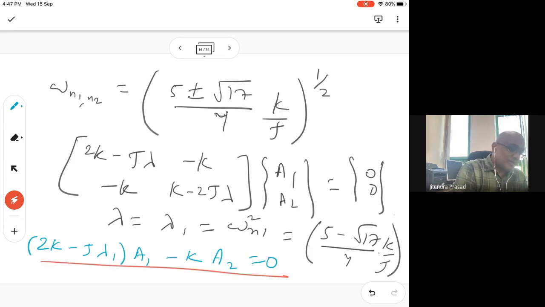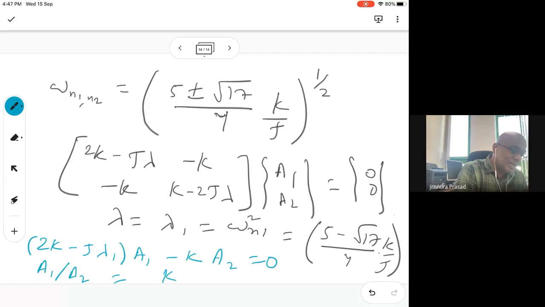Okay, now we have to solve this one. From here we can find a1 divided by a2, which will be equal to k divided by 2k minus j lambda 1. So you can find it like this, okay?